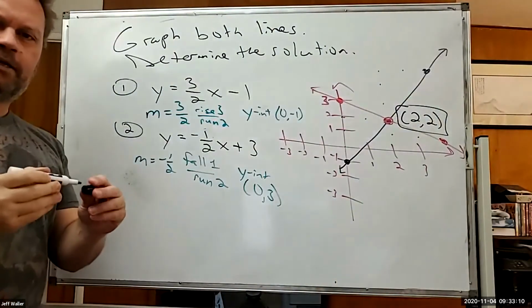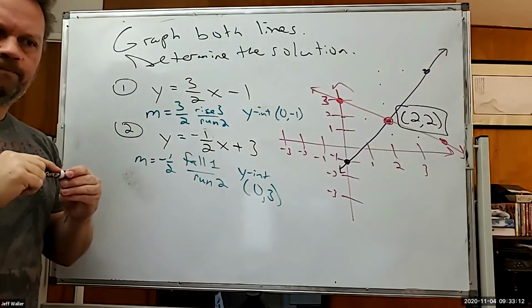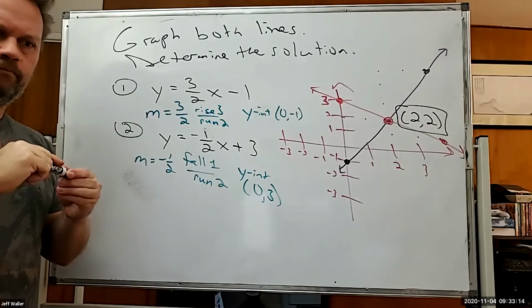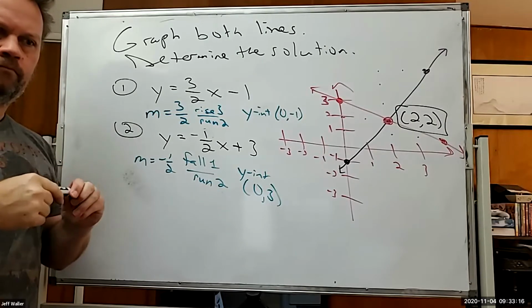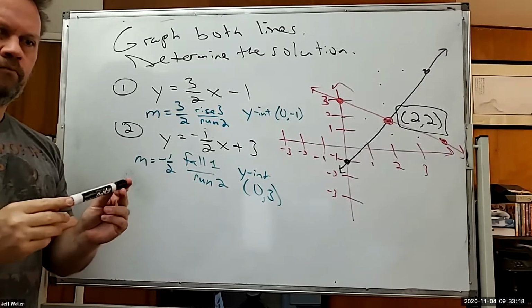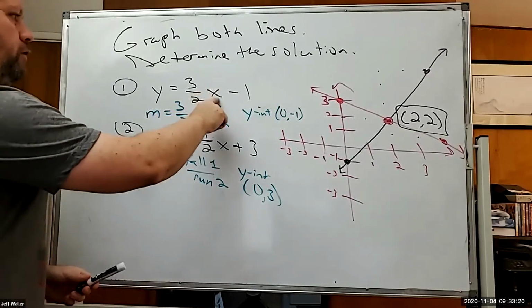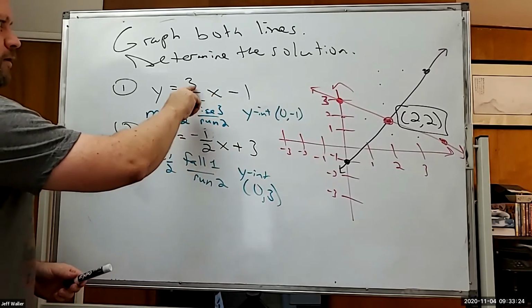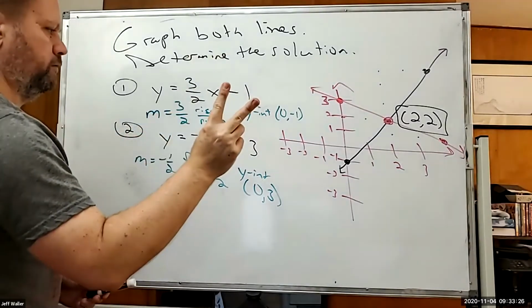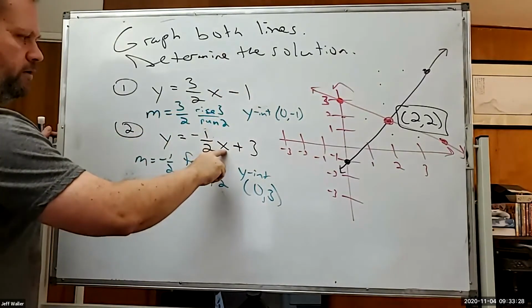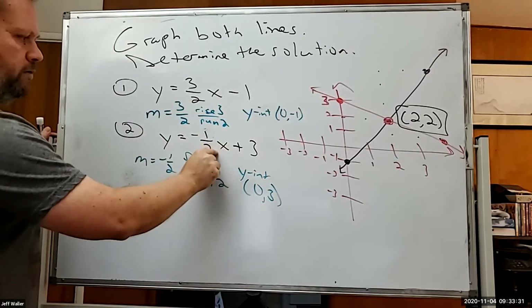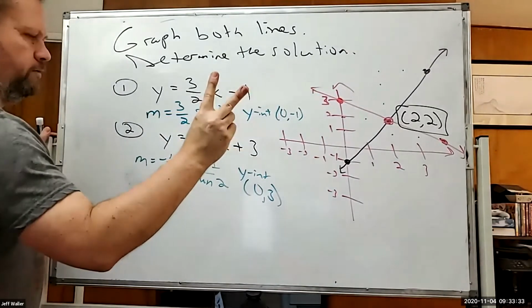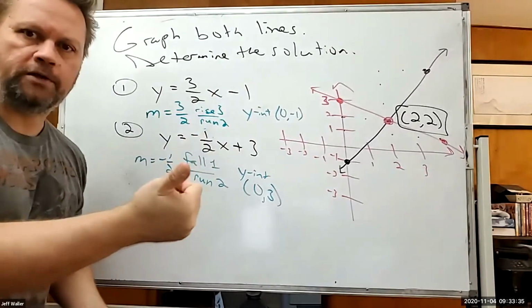How do you check that? Plug it in. Plug it in, yeah. So if we plug a 2 in here, it cancels with that 2. 3 minus 1 is 2. If I plug a 2 in here, it cancels with that 2. Negative 1 plus 3 is 2. You can always check your work, right?